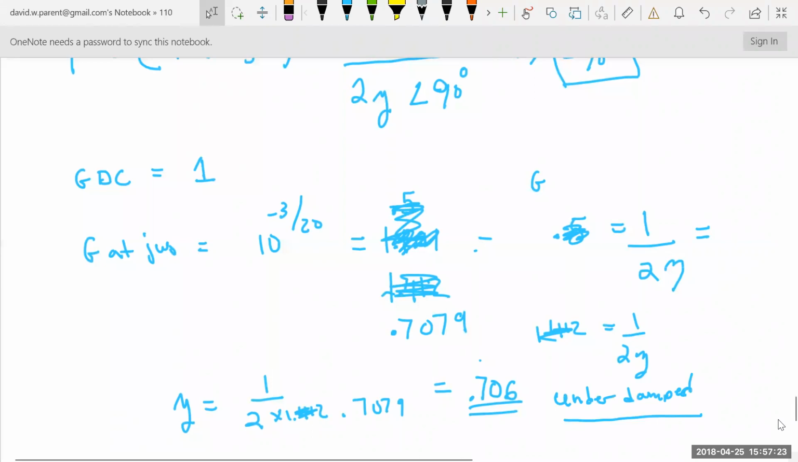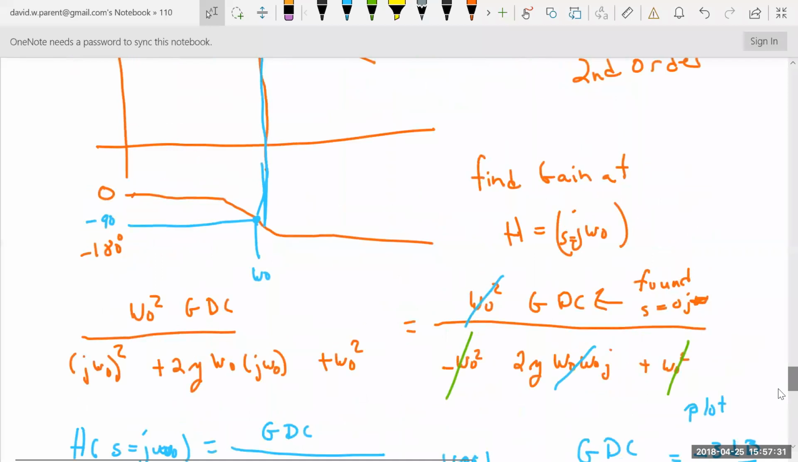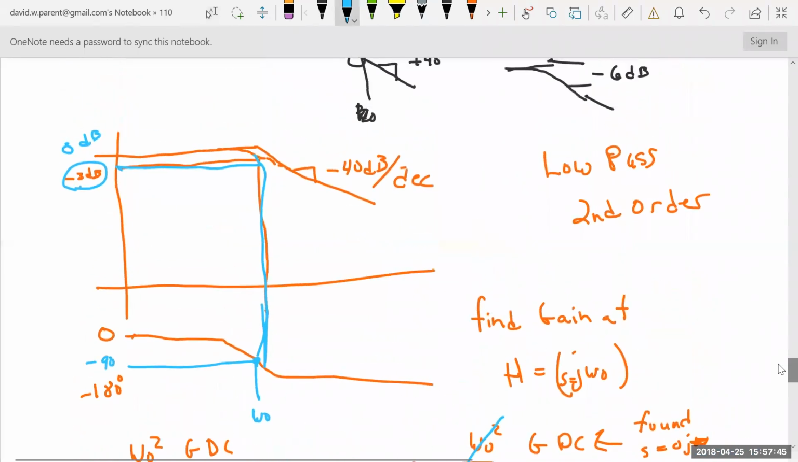So that means zeta is 0.706, regardless of wherever that omega naught is, right? The important thing was to find the omega naught at the minus 90. Now you know what omega naught is, then you know what the gain is at omega naught, then you can find the damping coefficient. All right. You already have this. Okay. And that could be 10, 20, whatever.